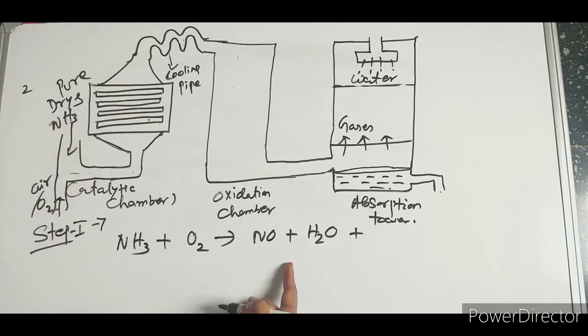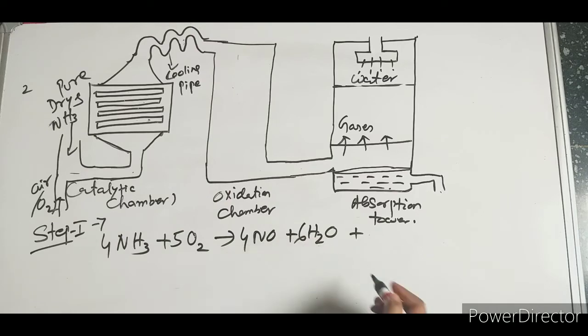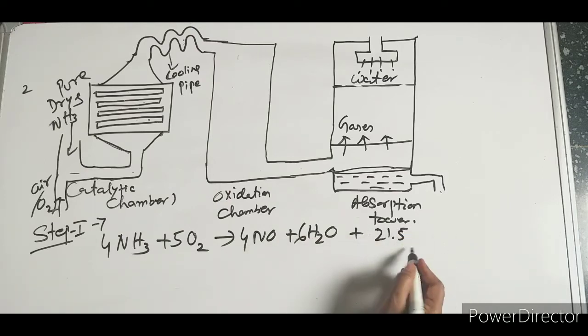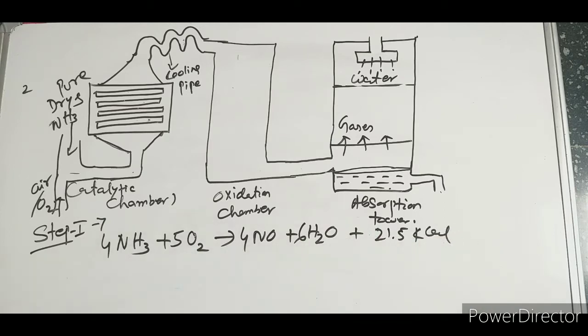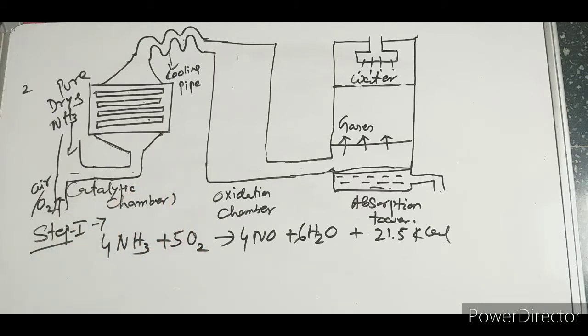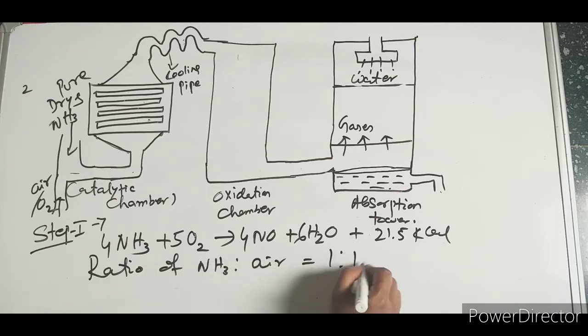When we take this, let us balance it. This one will be 5, this one 4, this one 6, along with heat. Here 21.5 kilocalorie of heat energy is evolved. The ratio of ammonia to air that we take should be 1:10.